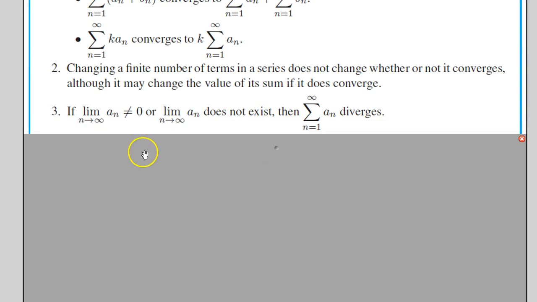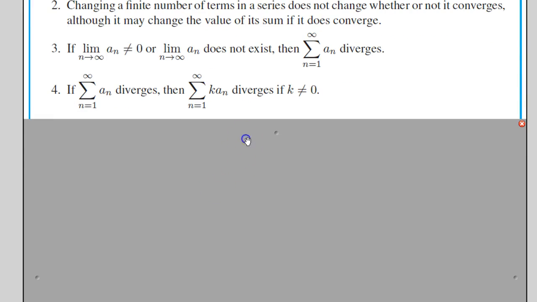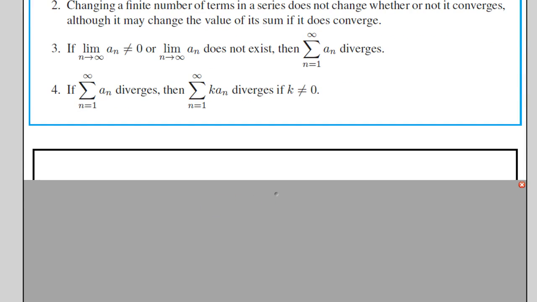We also talked about, and this is a review, that if the sequence, the a sub n sequence, does not have a limit of 0 as n goes to infinity, or if the limit does not exist, then the series does not converge. In fact, it diverges. And the same thing, if I have a series that diverges, then multiplying it by a scalar number k to give me another series, it won't converge, it will diverge, as long as that k is not 0.